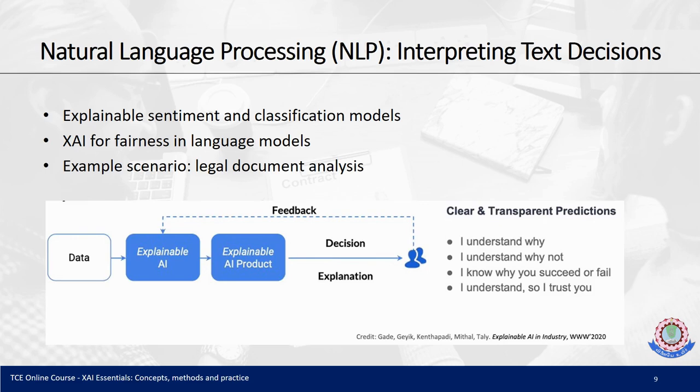But in legal document analysis, we have so many tools for analyzing legal documents. An explainable model can highlight clauses that led to certain interpretations, helping lawyers and judges understand why a document was classified in a certain way. This improves trust in automated language systems and supports transparency in sensitive domains.